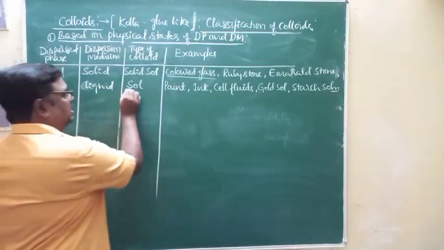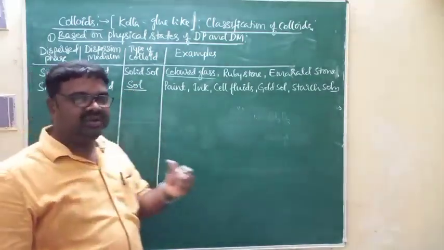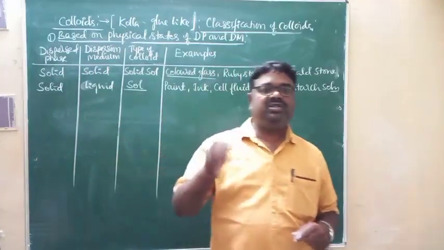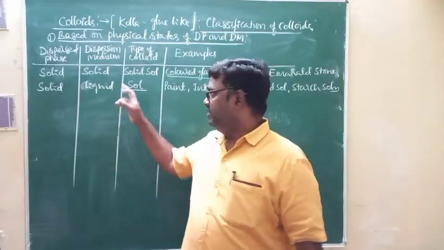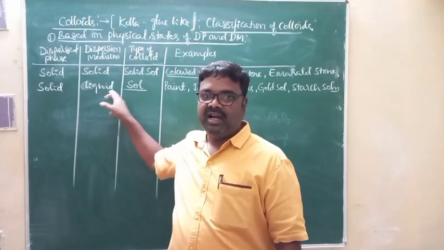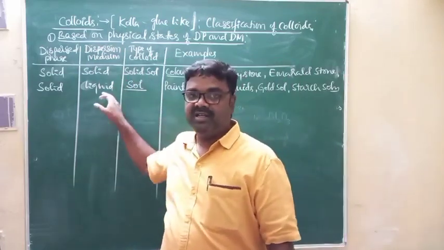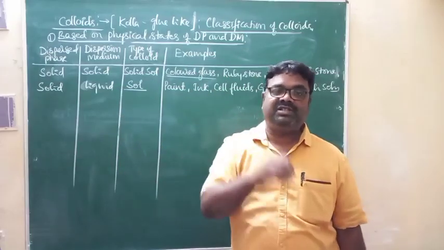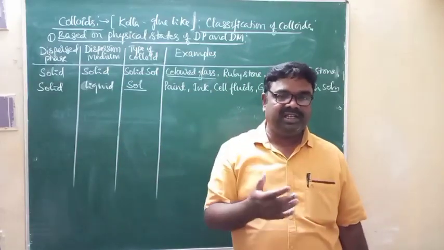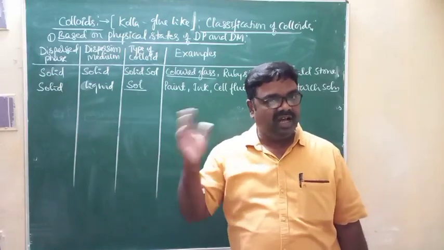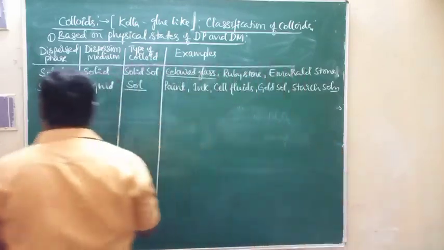And as far as sols are concerned, they can be of different types: alcosols and aquasols. If the dispersion medium is alcohol, that type of sol is called an alcosol. If the dispersion medium is water, such sols are called aquasols. So sols can be aquasols and alcosols. So that is the second type.